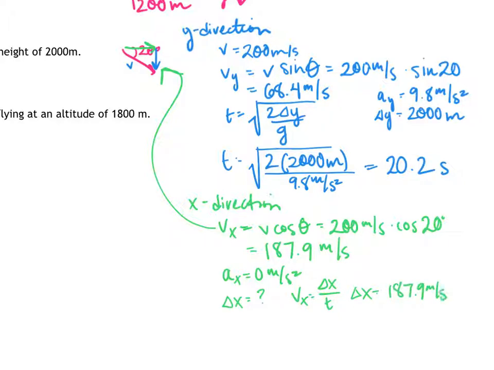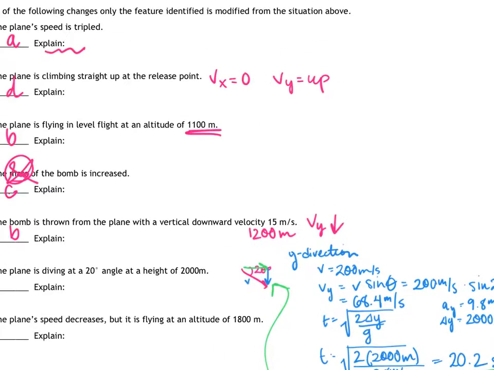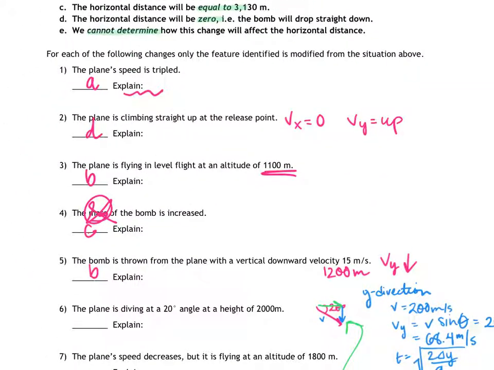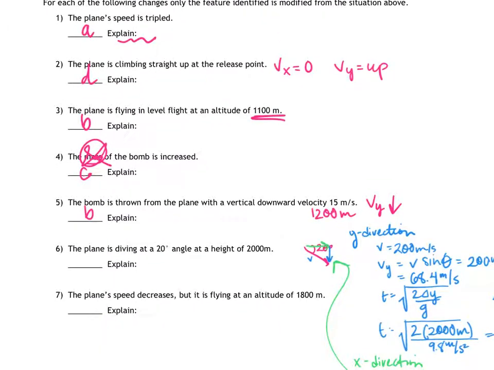187.9 meters per second times 20.2 seconds that I found up here in my previous problem. All right, when I plug that into my calculator, I get 3,795.58 meters. So that may seem like a lot of work, but same type of problem we've been doing all this time. When I go back and look at my situation right here, that is greater than the distance of the practice bomb, which is option A, greater than.